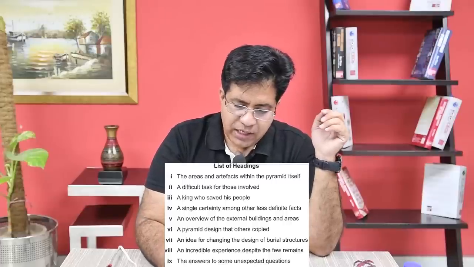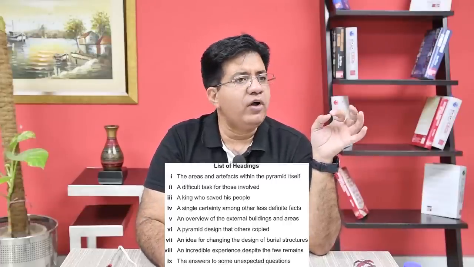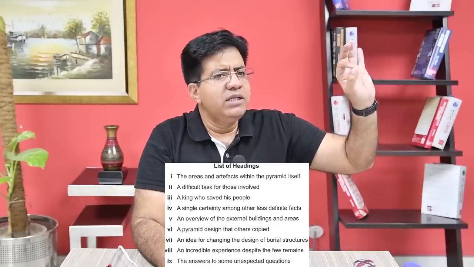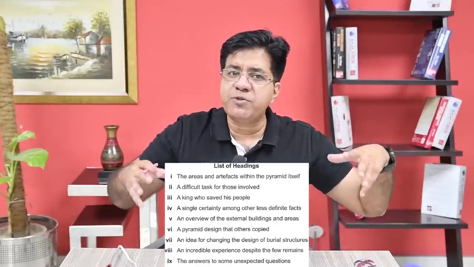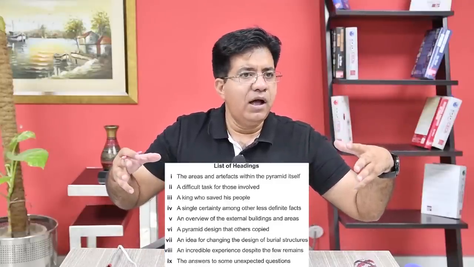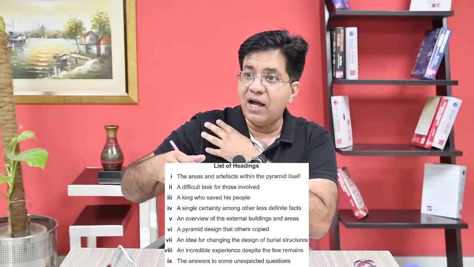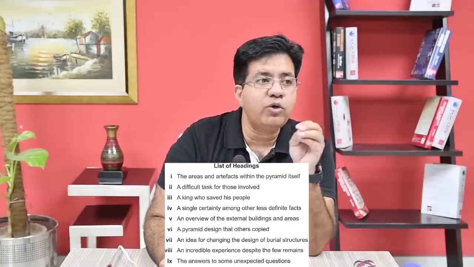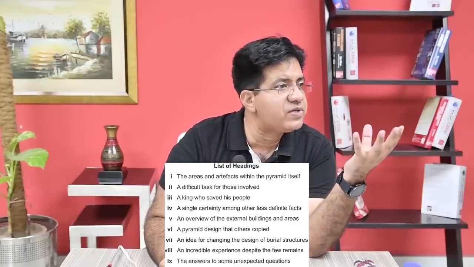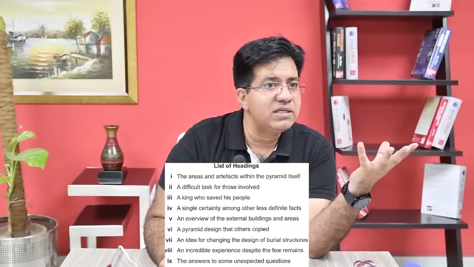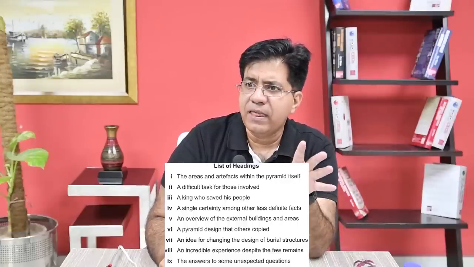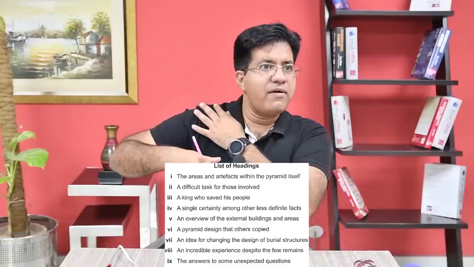Heading number two. Difficult task for those involved. Look here. Difficult task. They will not use the word task. They will describe something. For example, carrying the big stones on shoulder. What is that? Difficult task. And for those involved, they can use the word laborers, masons, slaves, for example. Right? So difficult task, carrying that thing.